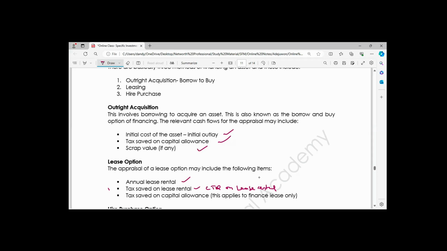Then, of course, you only include tax saved on capital allowance when you want to calculate the PV under the lease option, and only if the asset is a finance lease. You only include it if it's a finance lease, because in the statement of financial position, a finance lease is accounted for as if the company owns the asset. So the asset is shown in the statement of financial position, and that's why the lessee is seen, in substance, as the owner of the asset. Of course, in legal terms, he is not the owner of the asset.